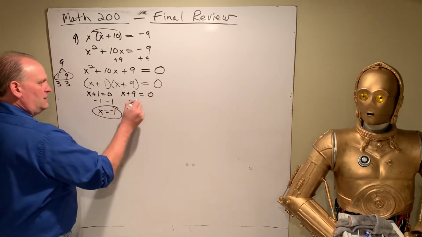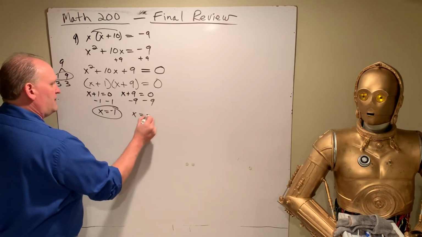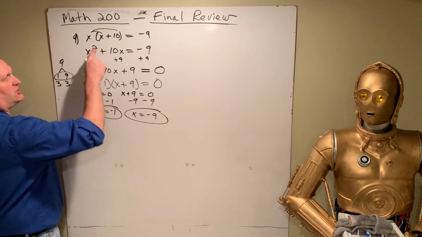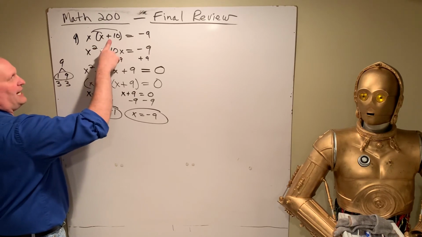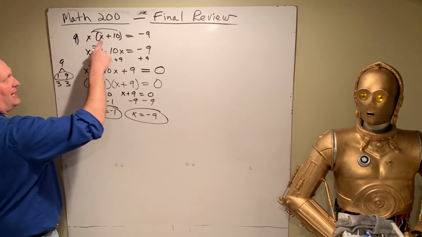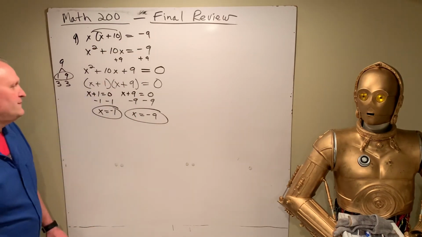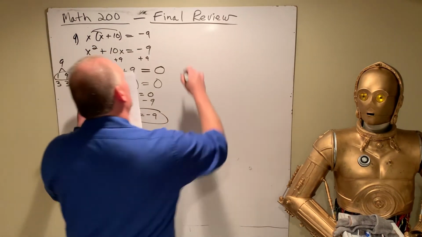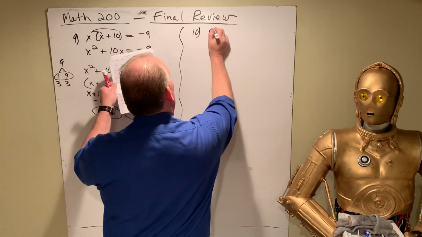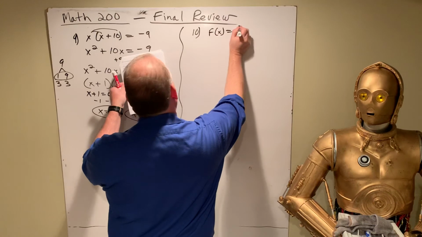-1 and -9. 2 solutions, -1 and -9. I can check them back. -1 times 9 is -9. -9 times 1 is -9. So you can put them back in to check. All right, and now we'll just do 10, and then we'll call it a video, and we'll do the second video.